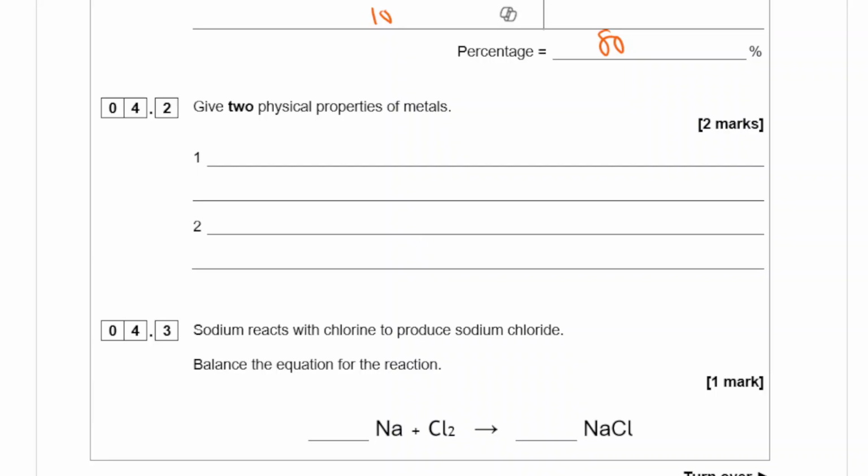Give 2 physical properties of metal. Now that's a long list, isn't it? Right, let's list as much as possible. So metals conduct electricity.